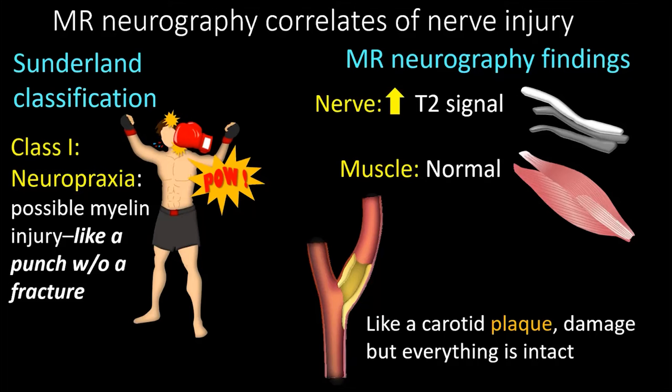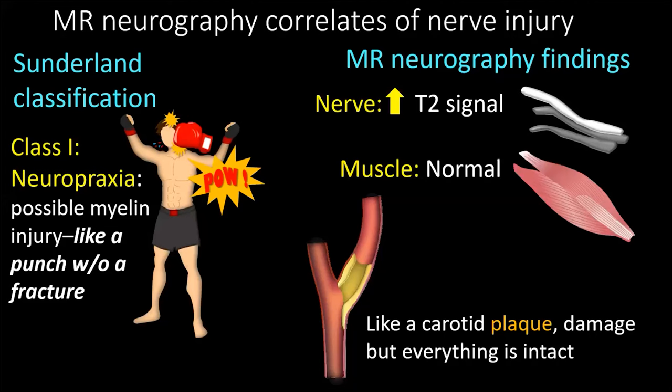Now, this is actually a pathologic classification for which we do have corresponding findings on MR neurography. So class one, the most mild injury on the Sunderland classification, is called neurapraxia, and it's basically where there's some injury to the myelin. It's like a punch to the face, it's like a nerve bruise is the way I think about it.